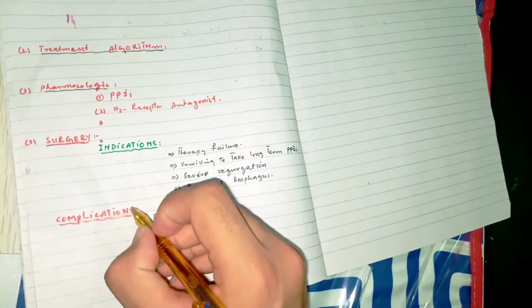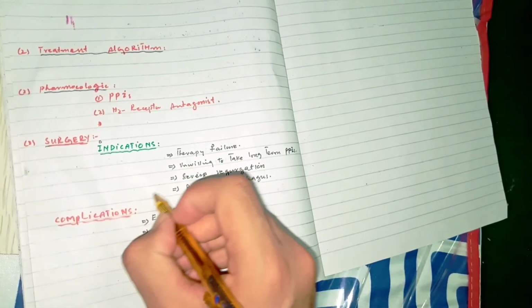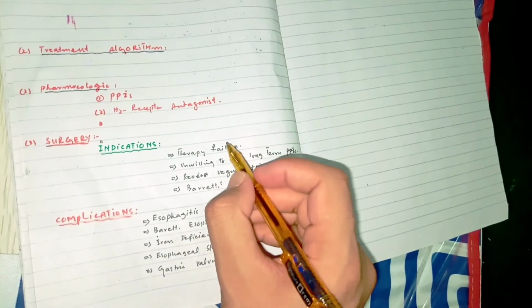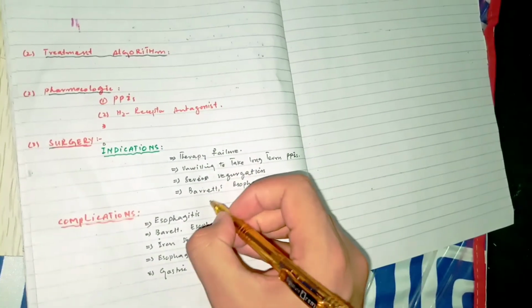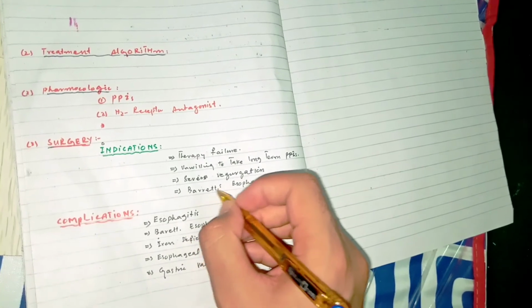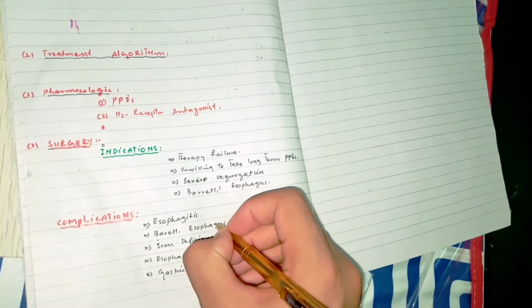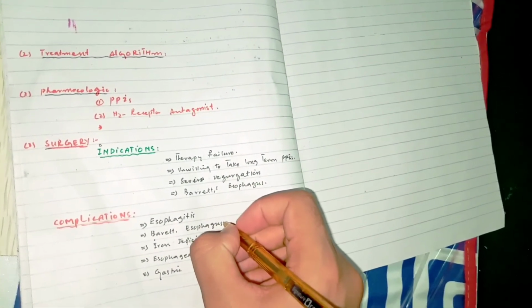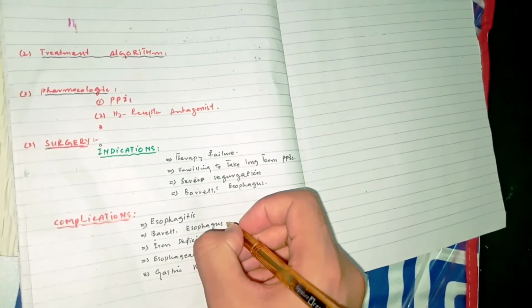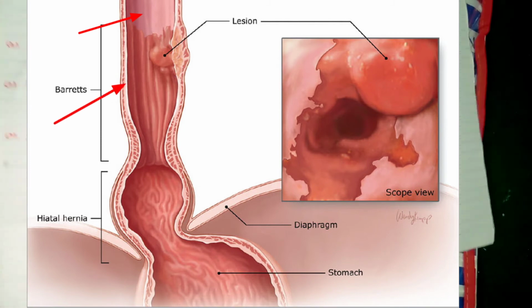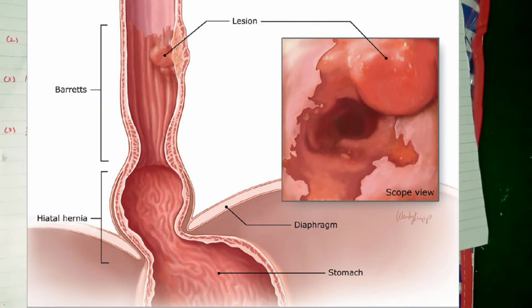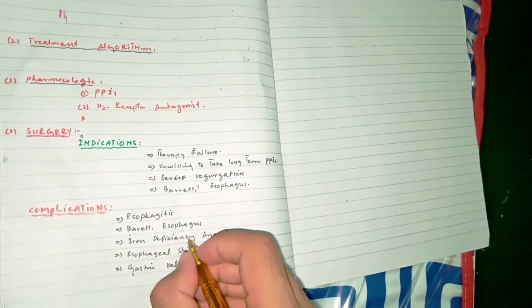And the other thing in GERD is the complications. If GERD is left untreated, it can cause esophagitis, which is the inflammation of the esophagus, and Barrett esophagus, in which the normal epithelium, which is the stratified squamous epithelium, is replaced by columnar epithelium. And the other is iron deficiency anemia.